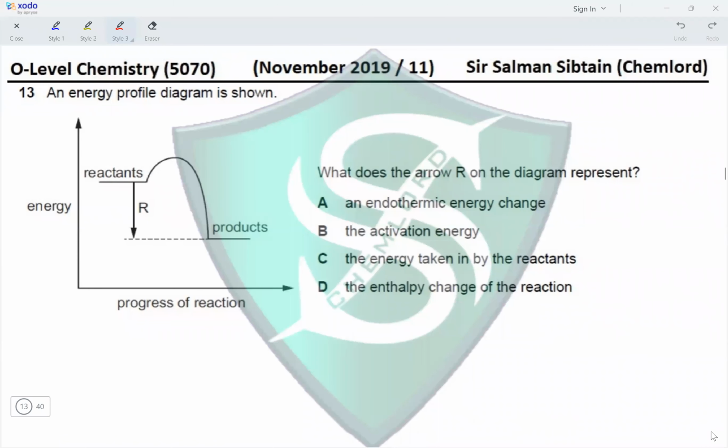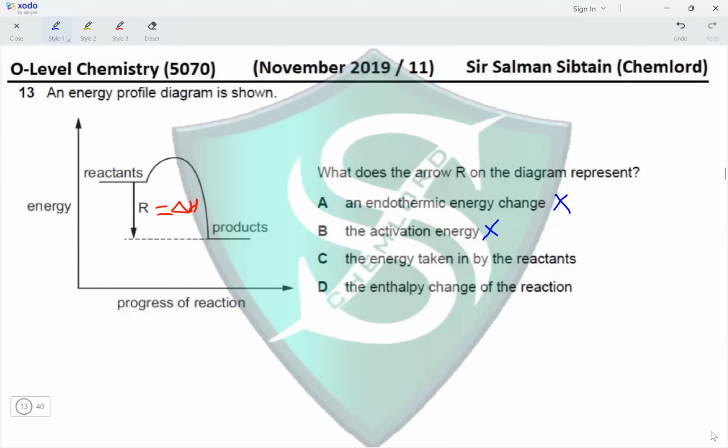Question 13. An energy profile diagram is shown. What does the arrow R on the diagram represent? So this is the difference between the energies of the reactants and energies of the products. That means this represents the enthalpy change that takes place during the reaction, and this is an exothermic reaction. So an endothermic energy change? No. Endothermic would point the arrow upwards. The products would be at a higher energy than the reactants. So this is incorrect. B, the activation energy?